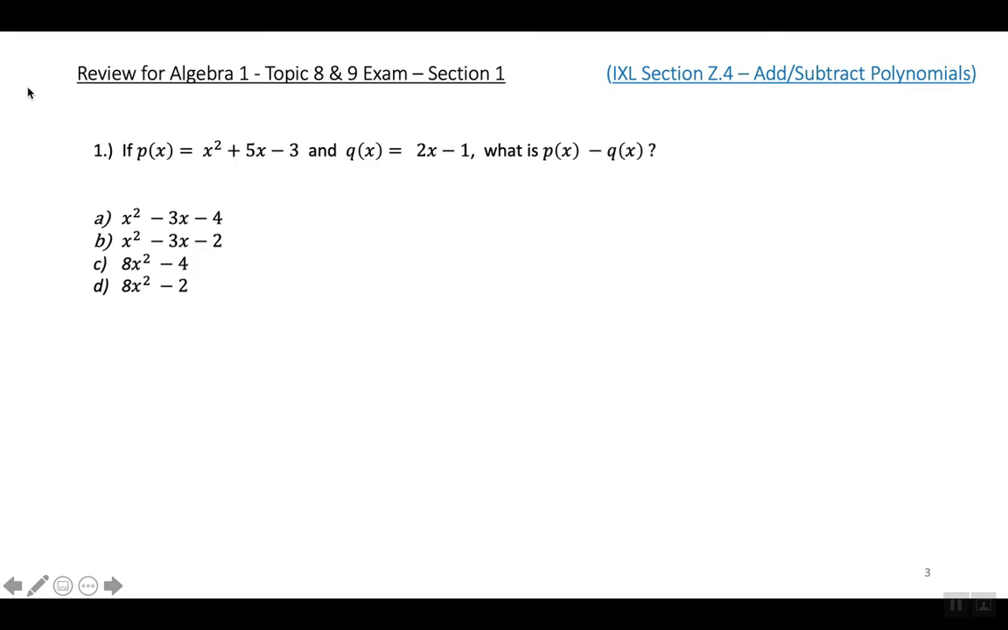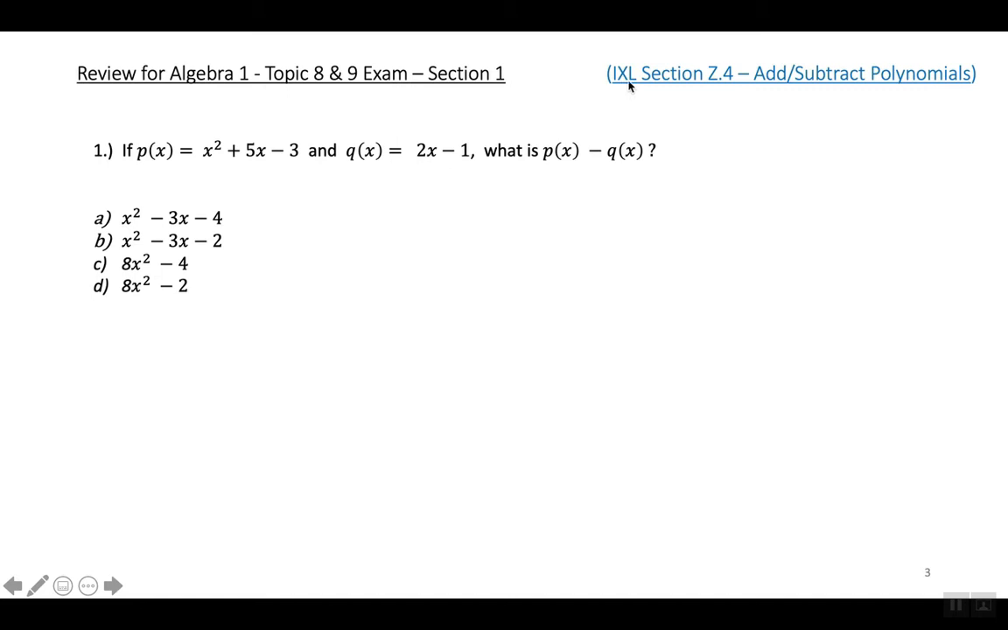One thing I want to point out that I'm adding to my reviews is right here in blue, you're going to see, when applicable, what IXL section covers whatever this question is on. Okay? I did that for most of the questions. There are a few questions that are not really covered in any of the IXL sections that we did, so for those I didn't put anything.